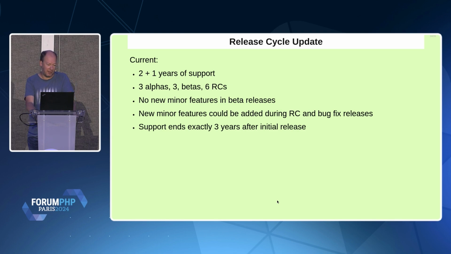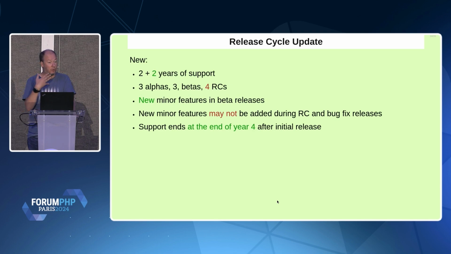So what we decided to change is that we now have 2 years of bug fix support with 2 years of security fixes, which isn't actually so much of a difference for us because the security support isn't that much work to do. We also shortened the release cycle from 12 releases to 10 releases, and that shortens the release cycle by about a month, which is kind of nice to have.